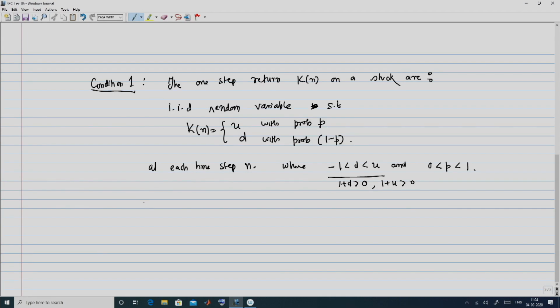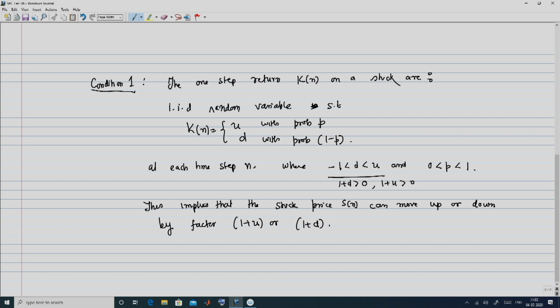So, next this implies that the stock price. So, just to sum up whatever I have said, this implies that the stock price S n can move up or down by a factor 1 plus u or 1 plus d respectively at each time step.